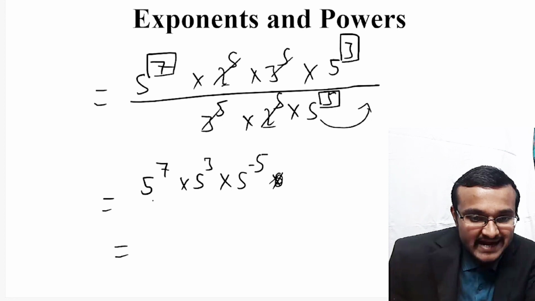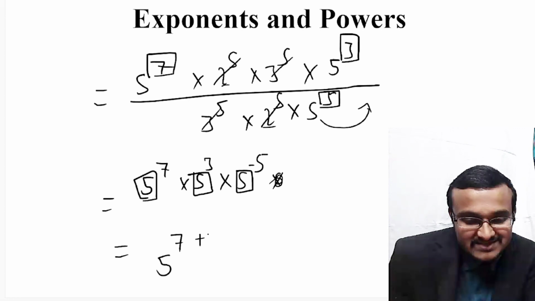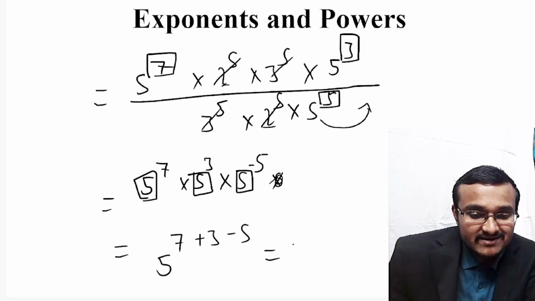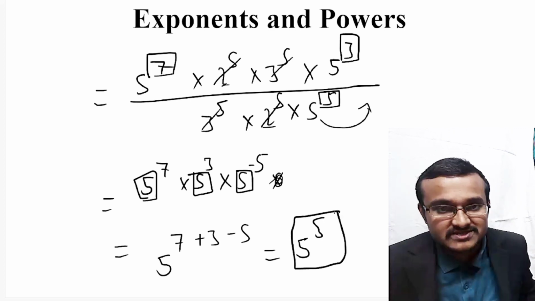So you know that base is actually same in all these three terms. So all these three terms has 5 as its base. So 5 power 7 plus 3 minus 5. So 7 plus 3 will be 10. 10 minus 5 will be 5. So 5 power 5 is the answer for this particular second question in 7th question.